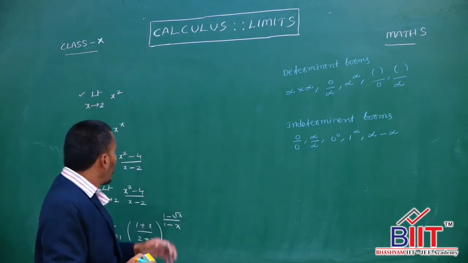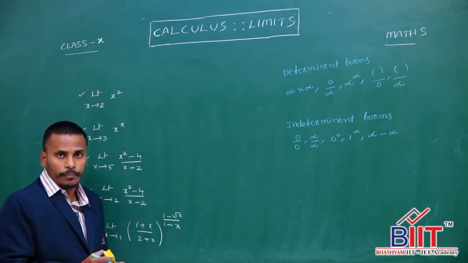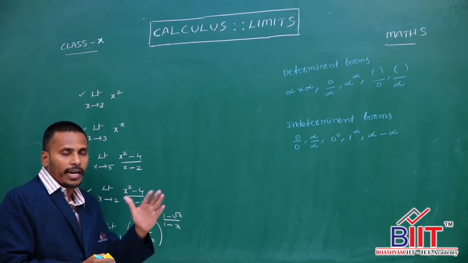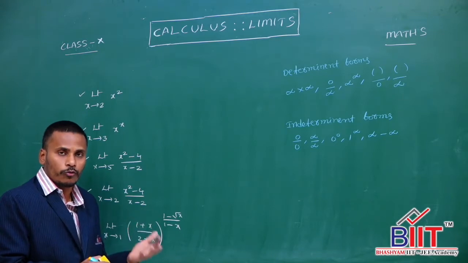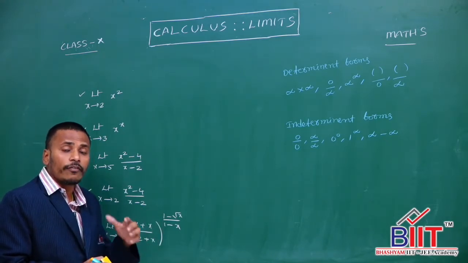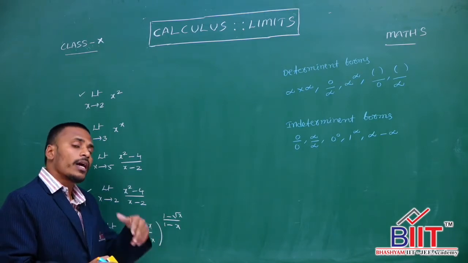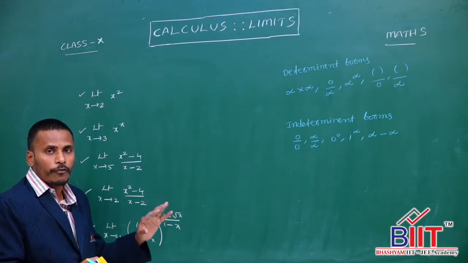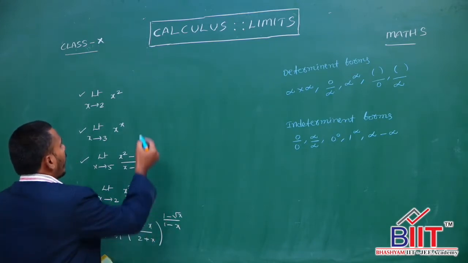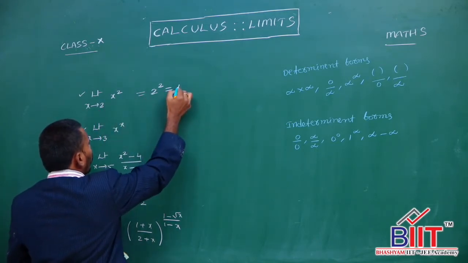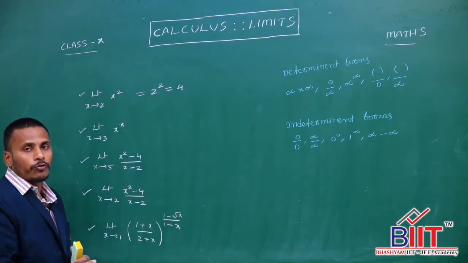For suppose limit x tends to 2 of x square. If you calculate left limit and right limit, both are equal and that is equal to 4. Why are they equal? Because the definition of the function is the same on the left side of 2 as well as the right side of 2. So, for those types of functions, directly calculate the limit value as its functional value at the point 2, which is 2 square, and that is equal to 4.